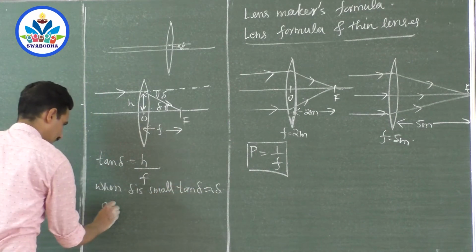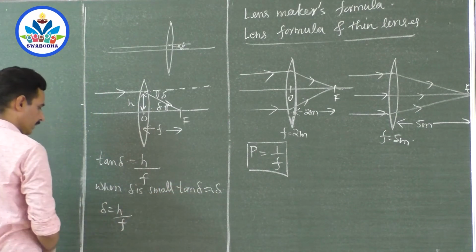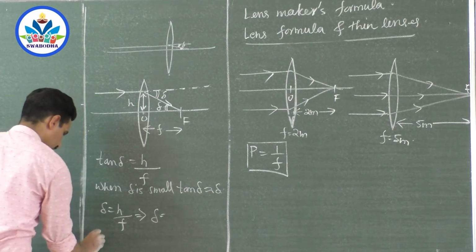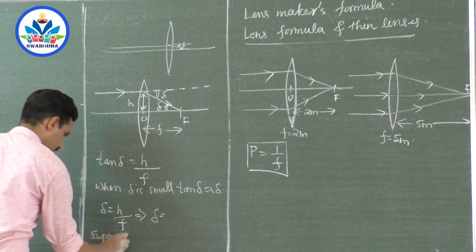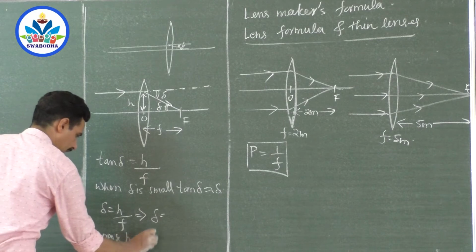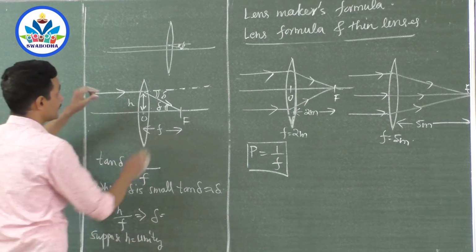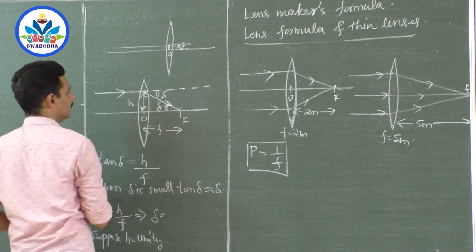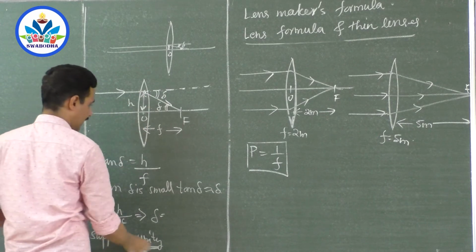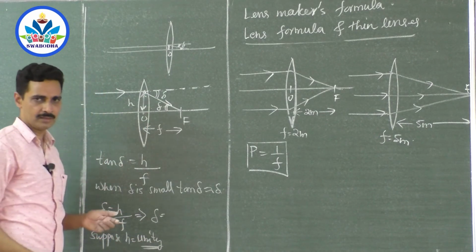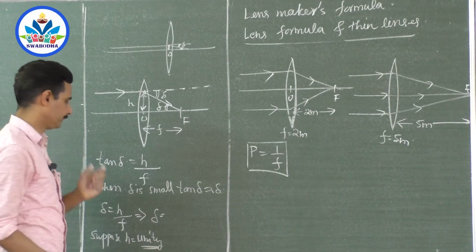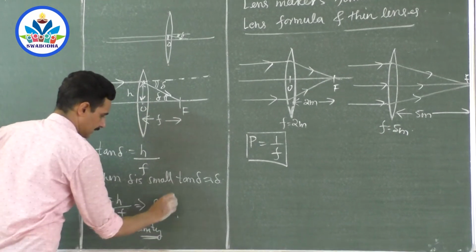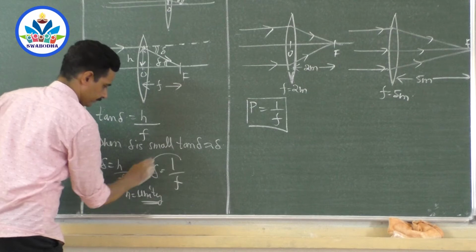So shall I write delta is equal to h by f? Now what is delta equal to? Suppose h is equal to unity. What do you mean by unity? I will select a distance where this ray is incident, a height from the optic center. I'll take this height as unity, either 1 meter, 1 centimeter, 1 millimeter, anything, according to my convenience. If h is unity, what is delta? It is 1 by f.